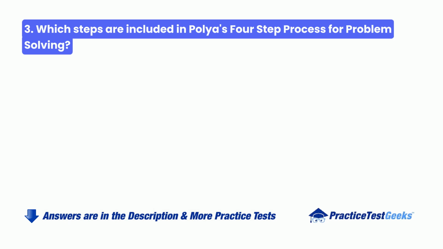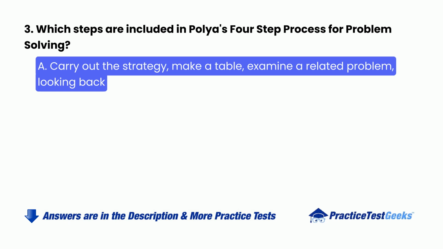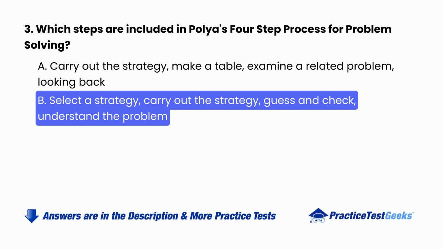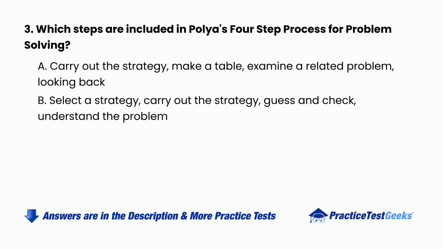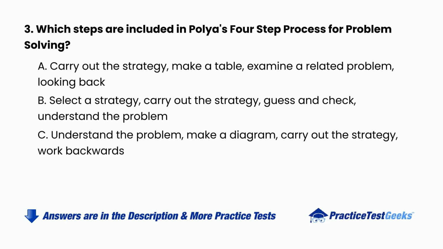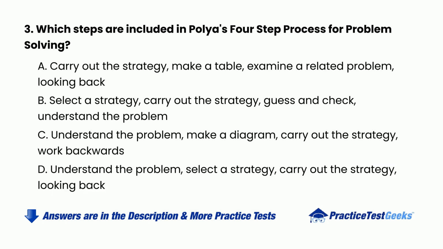3. Which steps are included in Polya's four-step process for problem solving? A. Carry out the strategy, make a table, examine a related problem, looking back. B. Select a strategy, carry out the strategy, guess and check, understand the problem. C. Understand the problem, make a diagram, carry out the strategy, work backwards. D. Understand the problem, select a strategy, carry out the strategy, looking back.